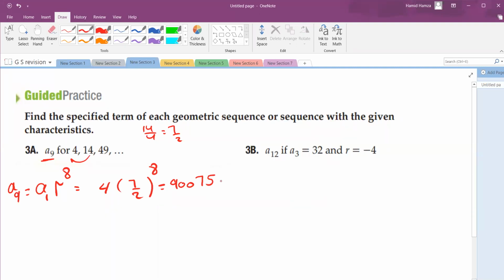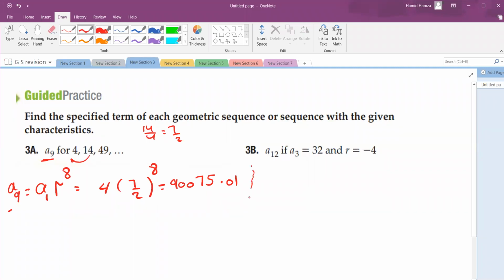0.01. Point 01. Okay, 56. So that's it. So this is the ninth term.